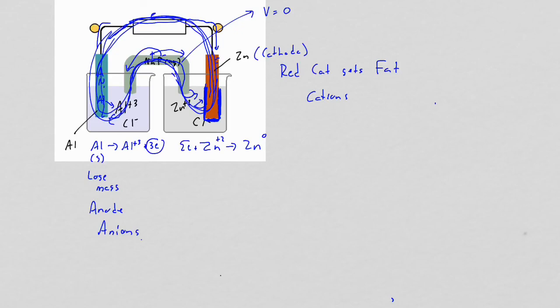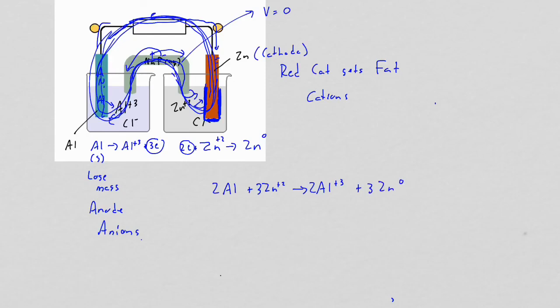You have 3 electrons here and 2 electrons here, and you know how to balance it. You're going to multiply the aluminum reaction by 2 and the zinc reaction by 3. So your balanced reaction is 2 Al plus 3 Zn2+, arrow, 2 Al3+ plus 3 Zn0. That's your balanced redox reaction.